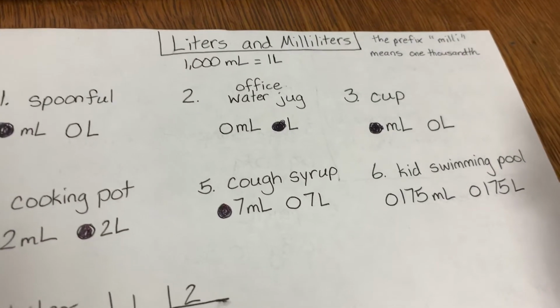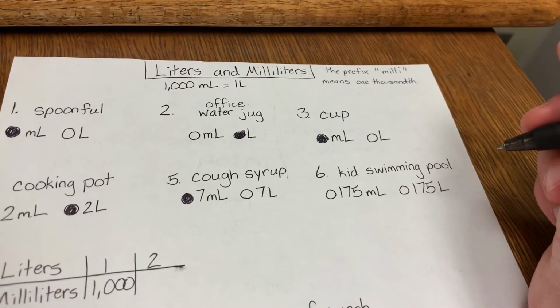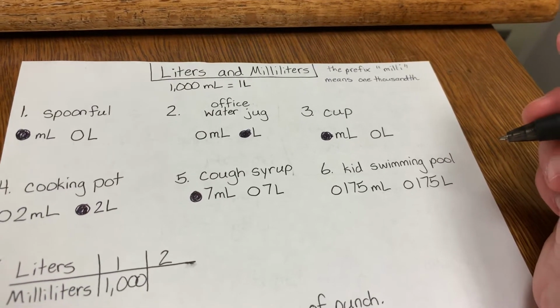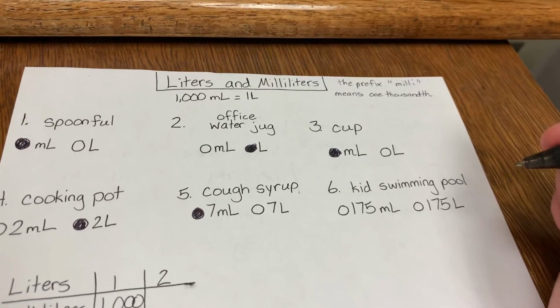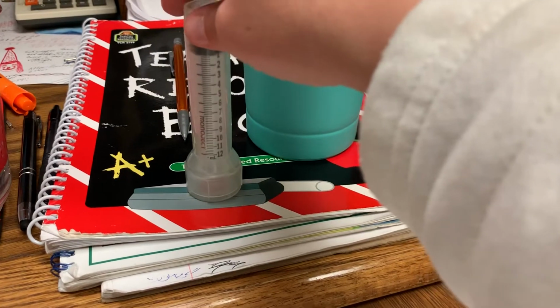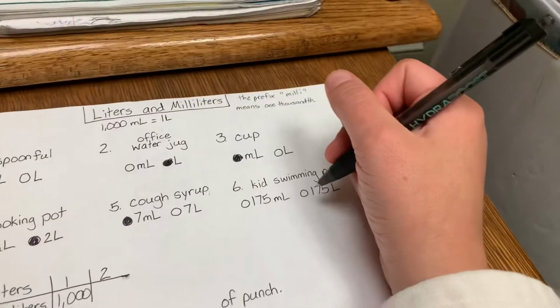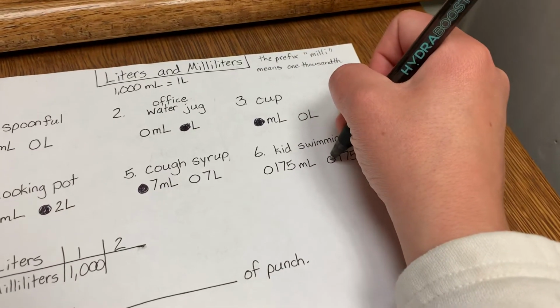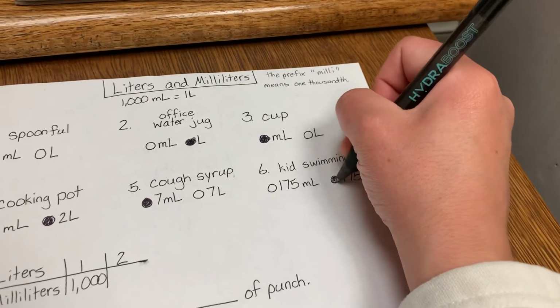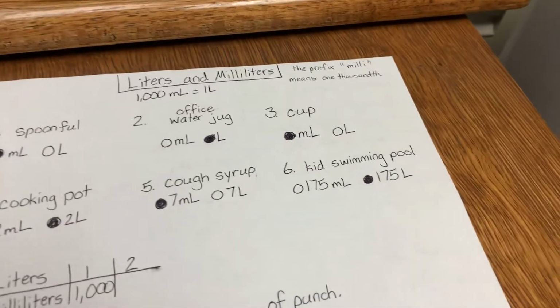Number 6, what about a kiddie swimming pool? Okay, so imagine a little blow-up swimming pool that a toddler could use. Would you want to fill that up using milliliters, which would take a very long time, or fill it up with liters? It would be 175 liters that would fill that swimming pool, not milliliters.